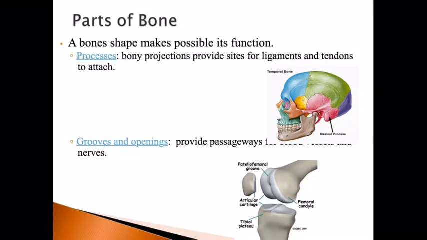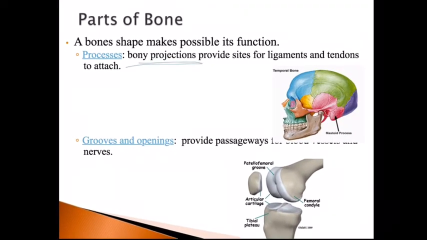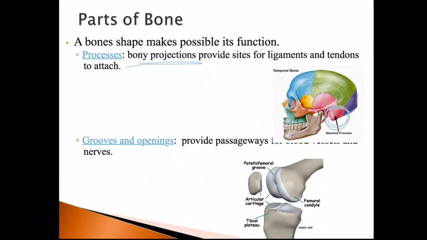Okay, so some parts of the bone. There are these things called processes. Processes are bony projections that provide sites for ligaments and tendons to attach. One of the most famous processes right here is called the mastoid process, and it's where there's a muscle that we'll learn about called the sternocleidomastoid, and it attaches right there.